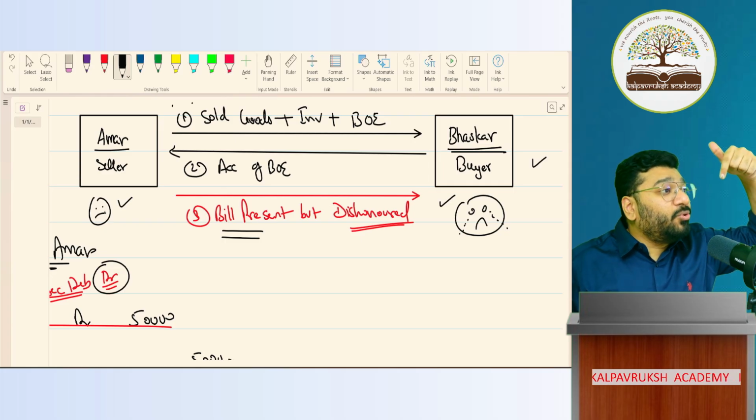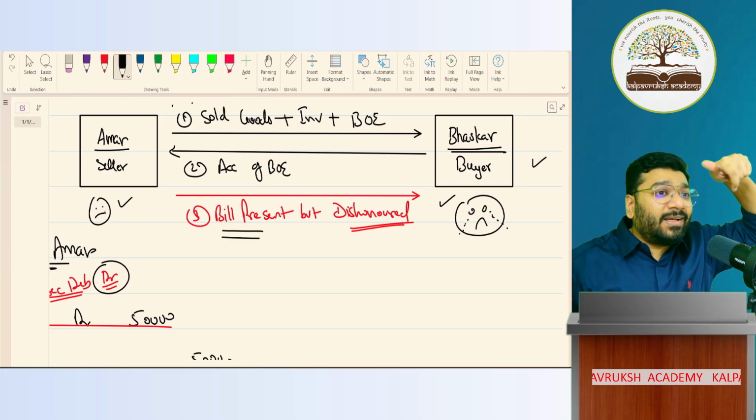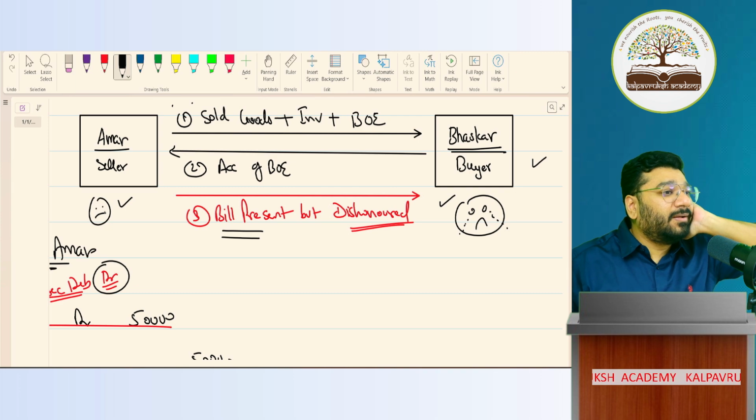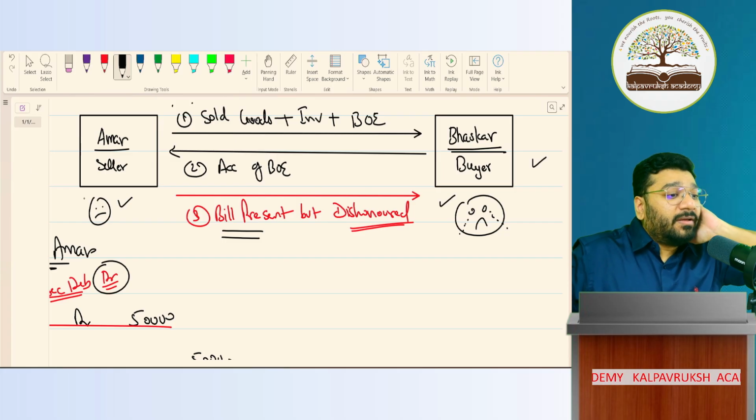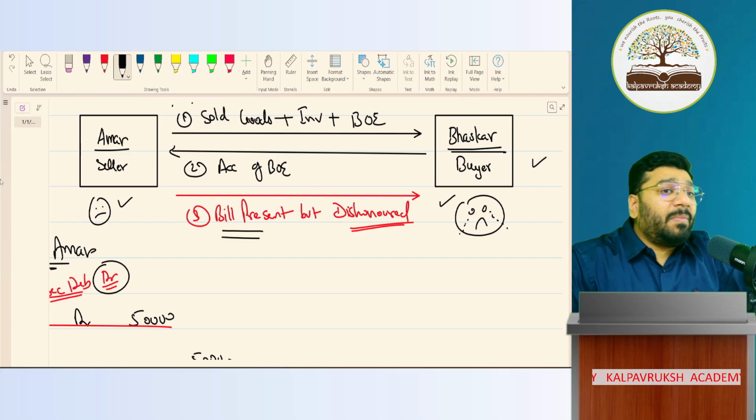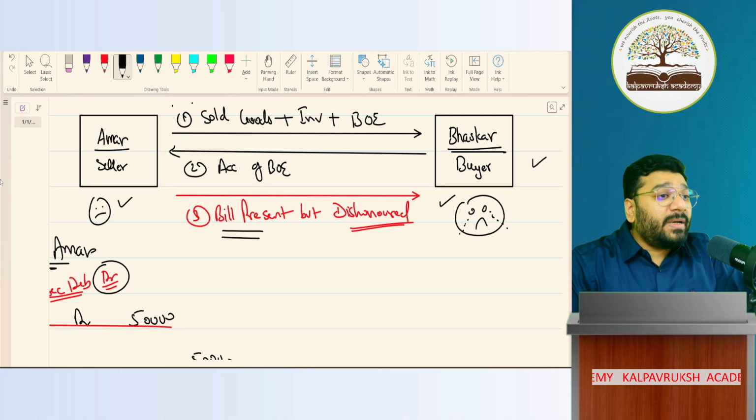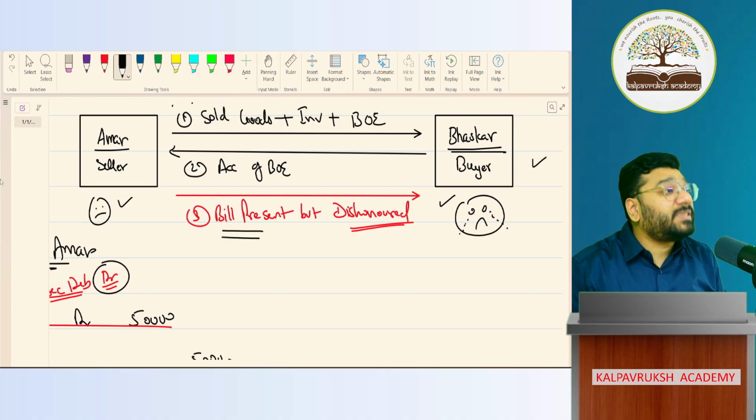So what did Bhaskar do? In the court of law, he twisted the case. It's a problem, no? Which means, apart from Amar and Bhaskar, there should be one neutral party who has to come and check whether the dishonour has actually happened or not. If it has happened, the dishonour has happened because of which party's mistake.